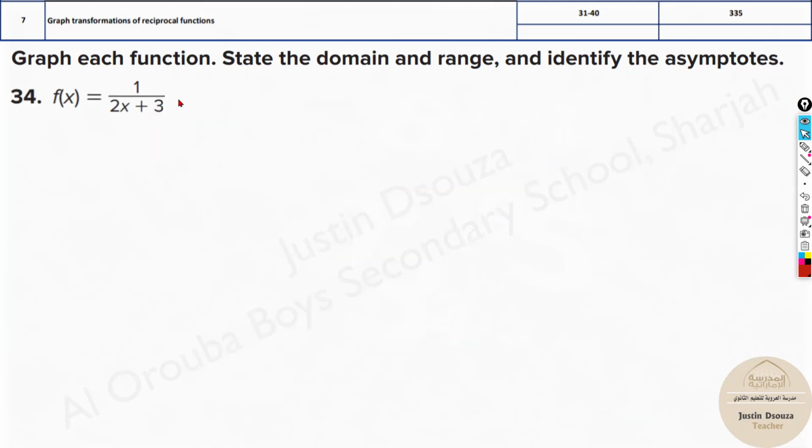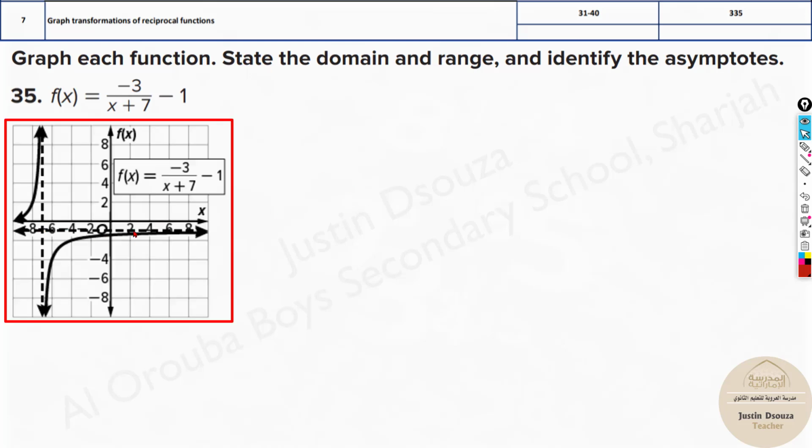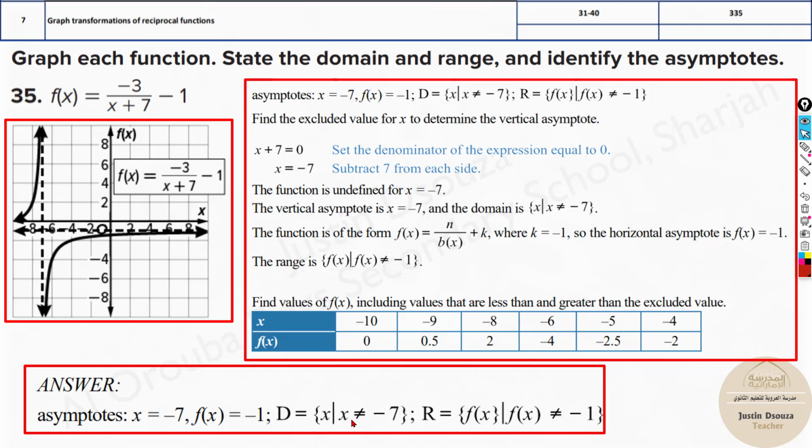Let me just go to another problem where we have something added to it. Now here, there is a minus. If you look at the graph, you can see the asymptote is at minus 1. The domain is determined by the denominator: x is not equal to minus 7. That's fine. But the range here will be minus 1, directly whatever is over here.